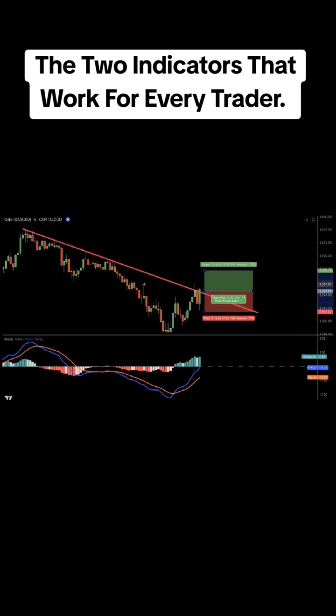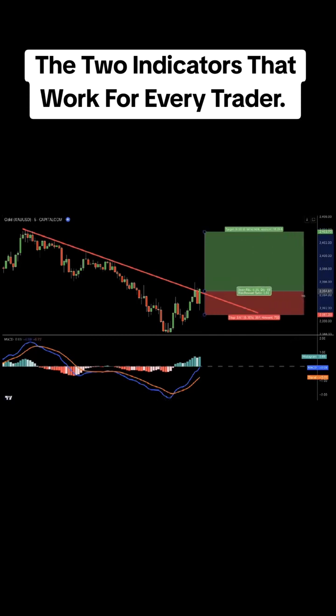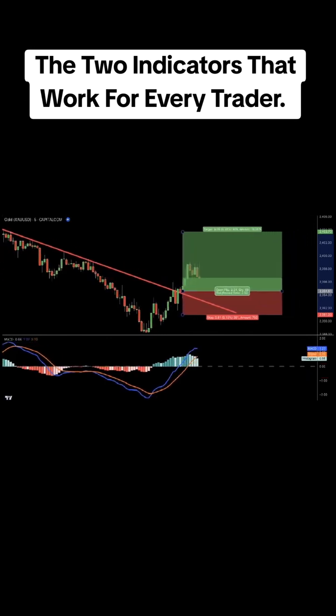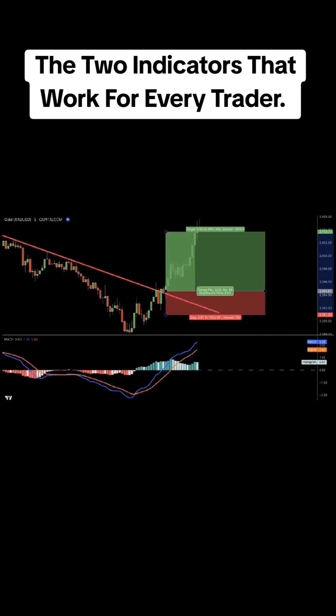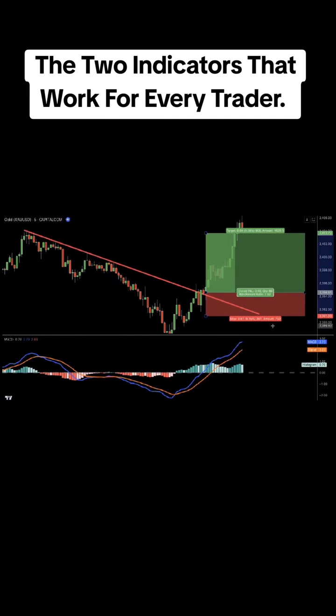Here's how we would execute the trade. Entry: after the breakout candle closes on the 5-minute chart. Stop loss: just below the breakout candle. Target: the next resistance level, aiming for at least a 2-to-1 reward to risk ratio. And what happens next? The market hits our target cleanly. This trade worked because we combined price action, momentum, and multi-time frame analysis, stacking the odds in our favor.